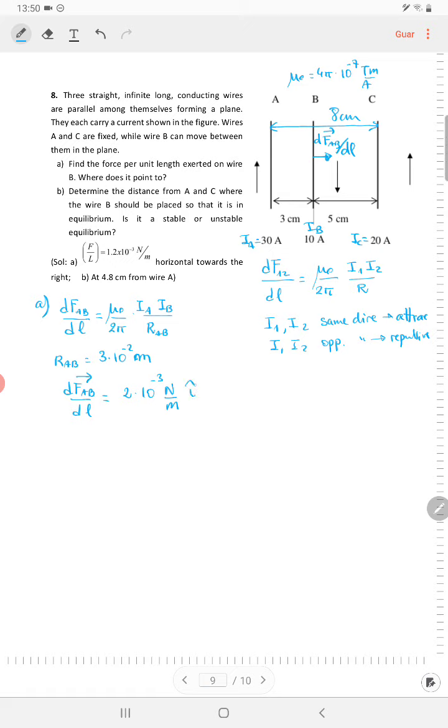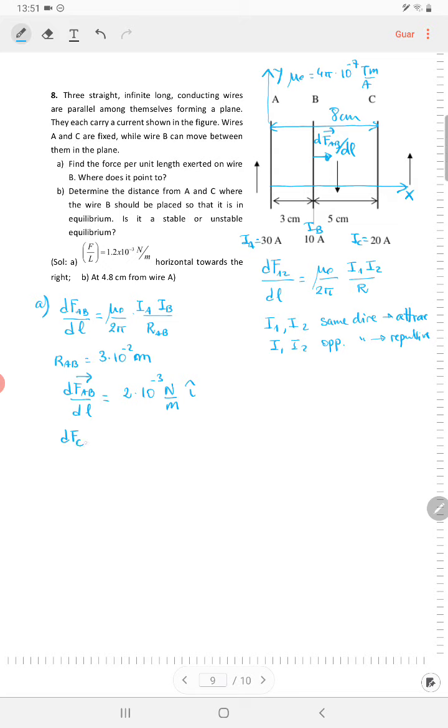Okay, so I've discussed with you that this has to be in the positive direction of the x-axis, because I'm placing the x-axis here. Okay, this is going to be, if you want, the y-axis. I'm putting the origin in wire A. So this is the first one. We apply the same for the second one.